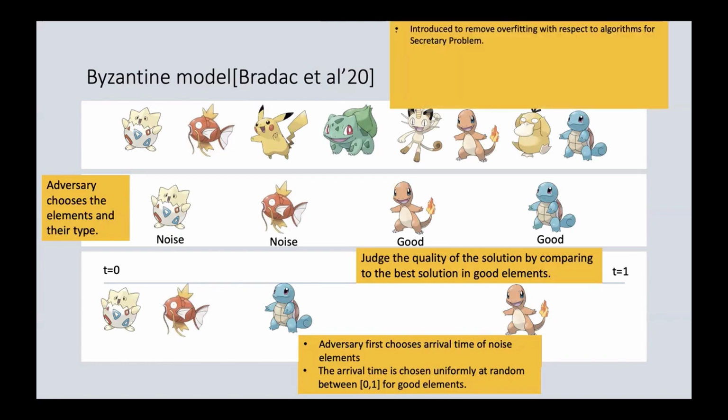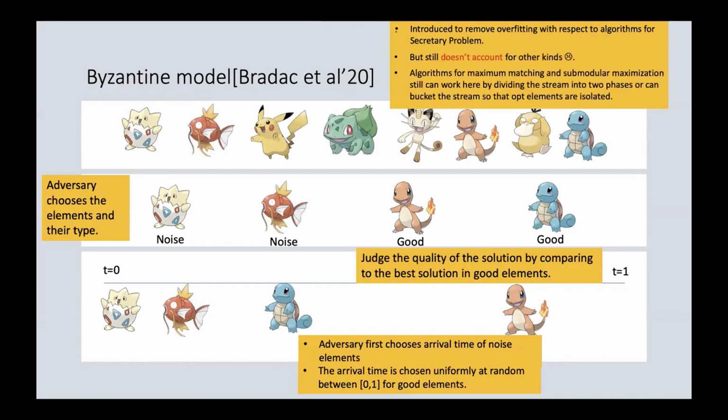Well, this was introduced to remove overfitting with respect to algorithms for the secretary problem, but it still doesn't account for other kinds of overfitting. For example, algorithms for maximum matching and submodular maximization that worked in the random order model continue to work here. You can still divide the stream into two phases or bucket the stream so that the OPT elements are isolated.